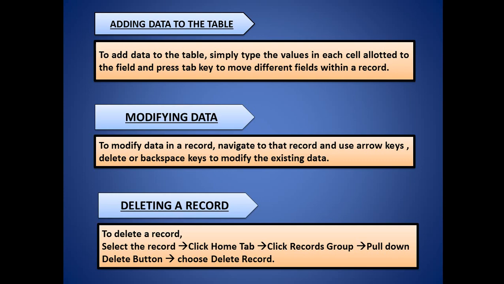Now once your table is created, now you will have to add the data. For that you will have to move to the datasheet view. So to add data to the table, you have to simply type the values in each cell by pressing the tab key. By pressing tab key, you can move different fields in a given record. So your new data will be added in your table.